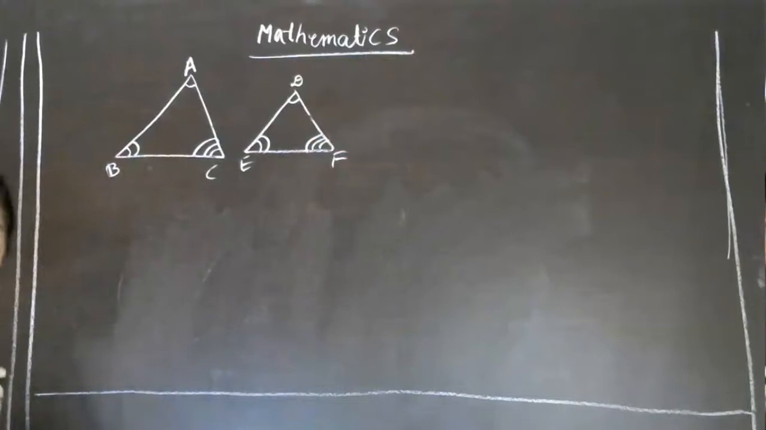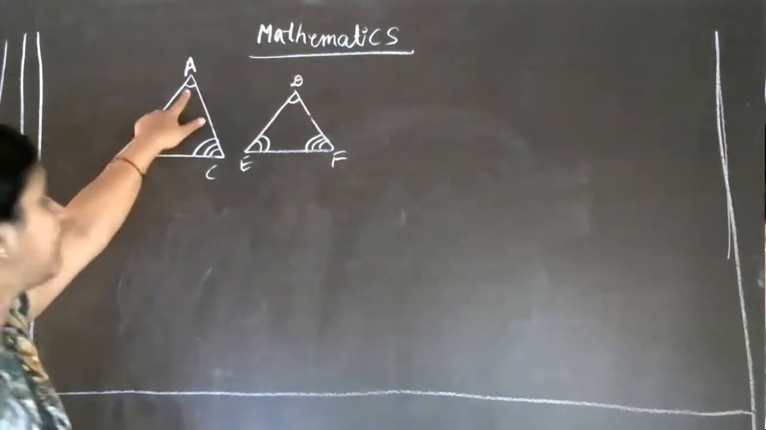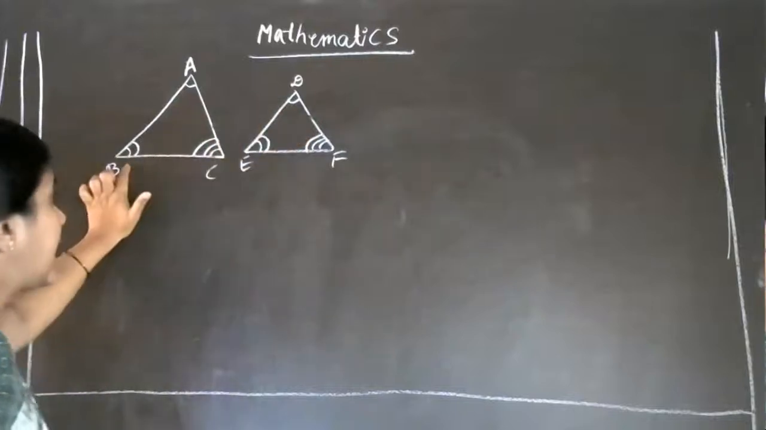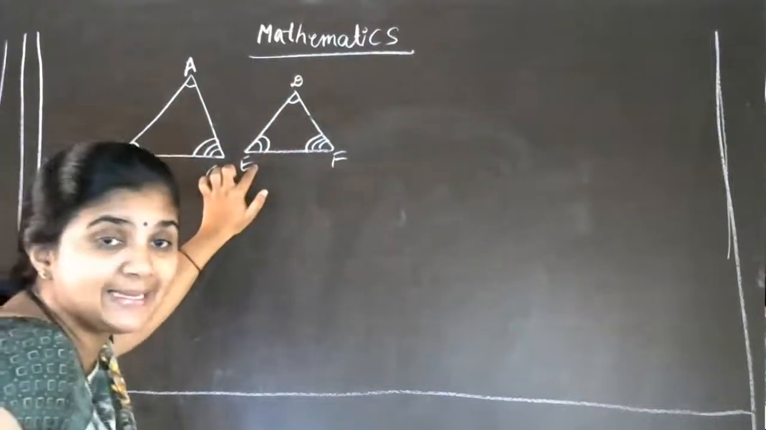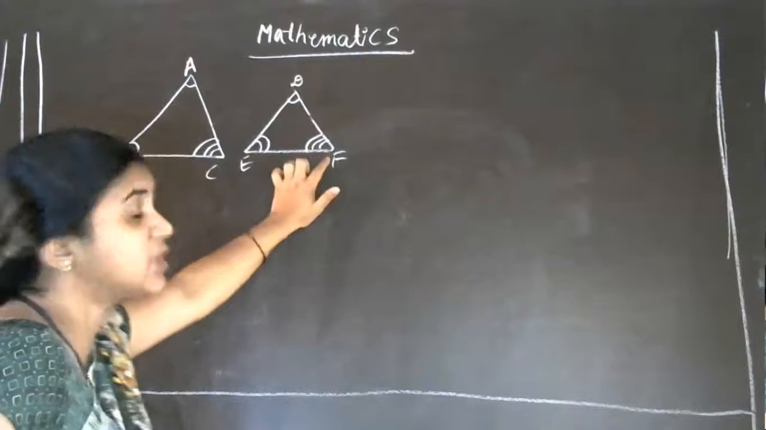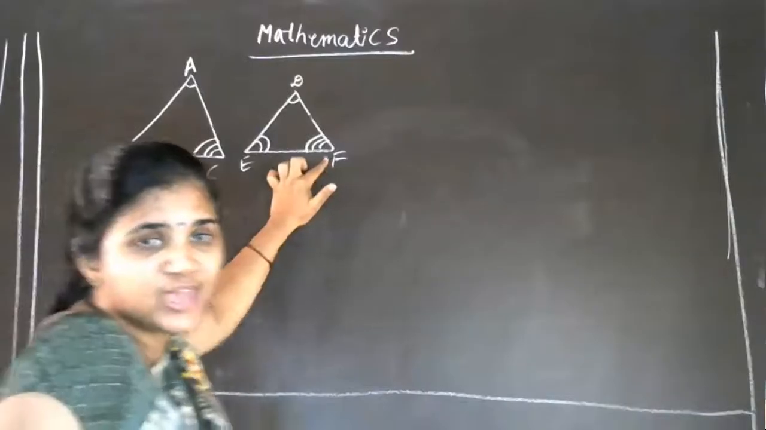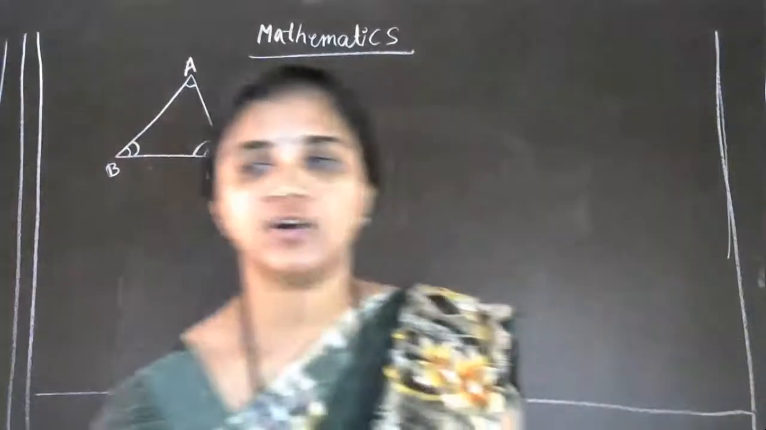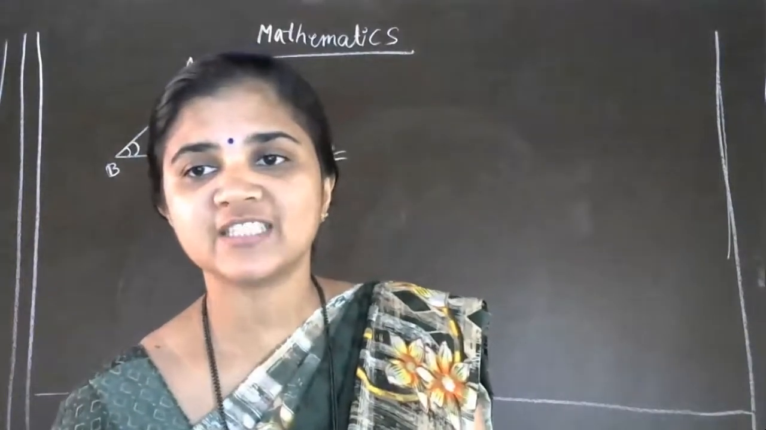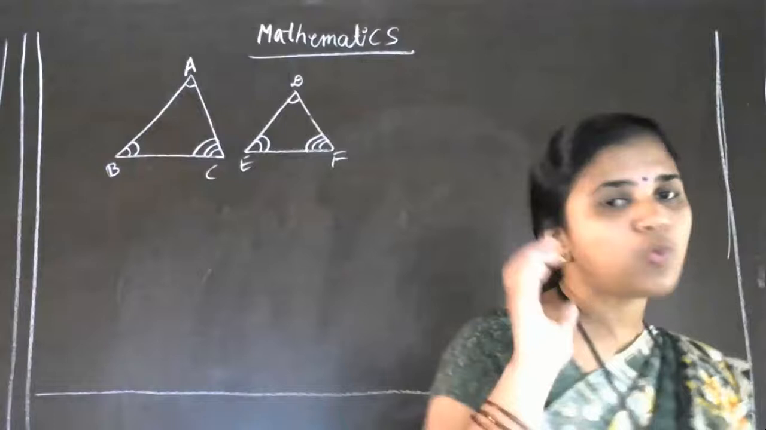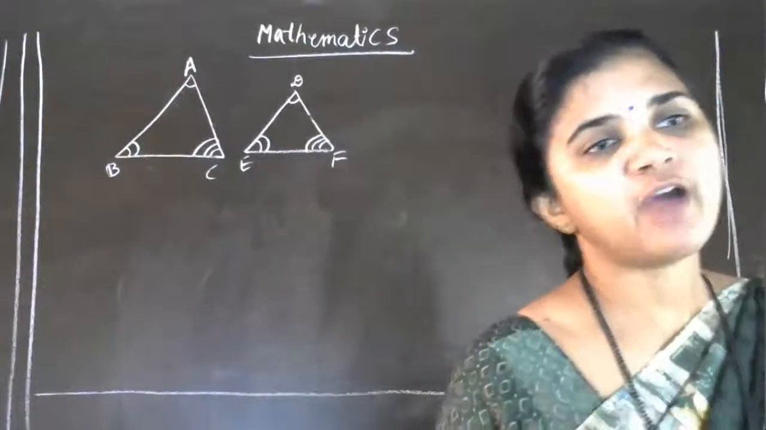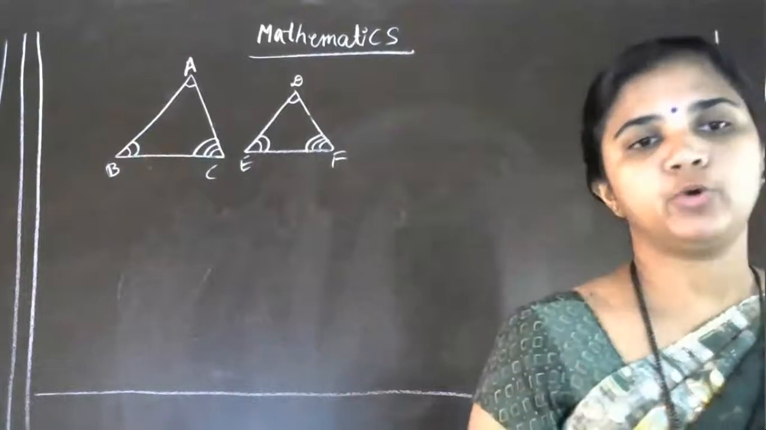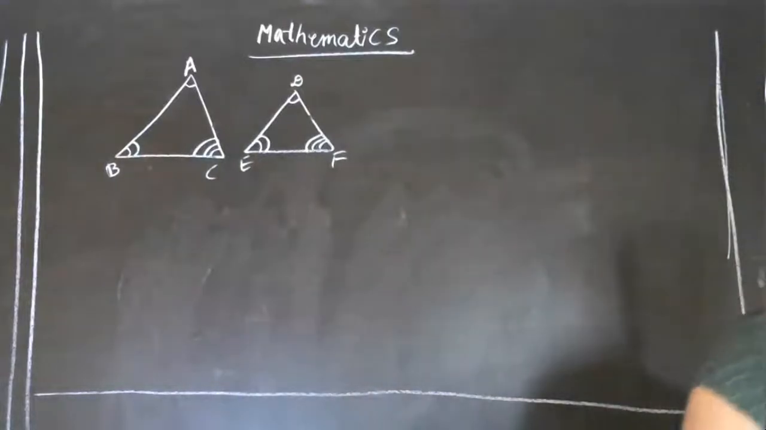How do we identify this equal sign? One arc: these two angles are equal. Then angle B is equal to angle E, and angle C is equal to angle F. The two triangles are equiangular. So what do we have to prove here? We have to prove that the corresponding sides are in proportion.